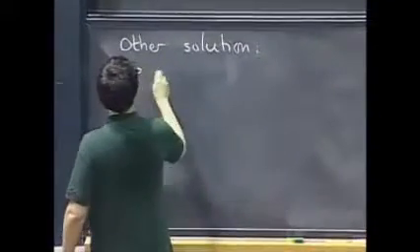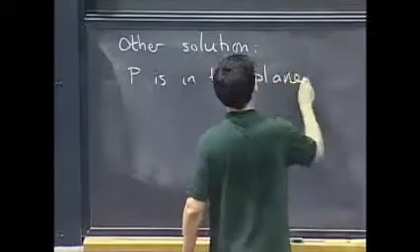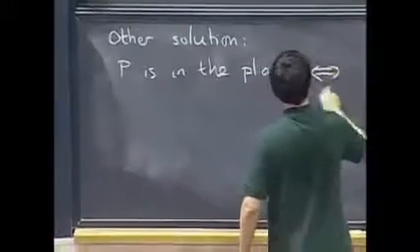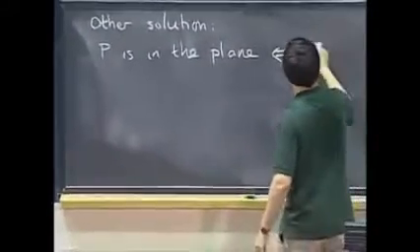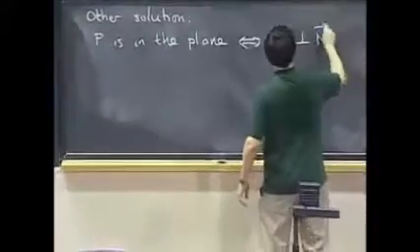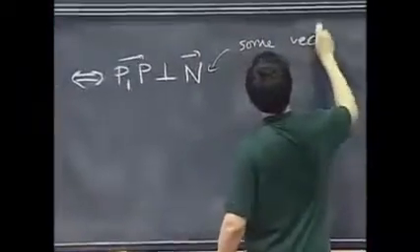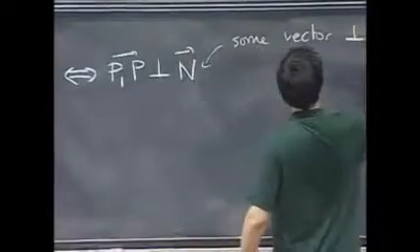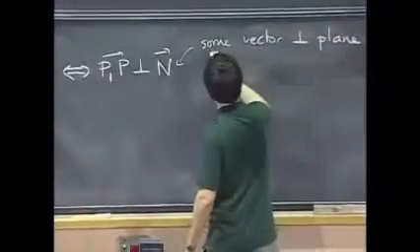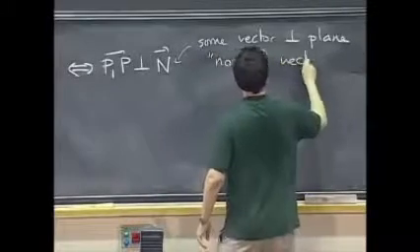So P is in the plane only when, well, exactly when the vector P1P is perpendicular to n, where n is some vector that's perpendicular to the plane. So that's called a normal vector. Not that the others are abnormal, but okay.